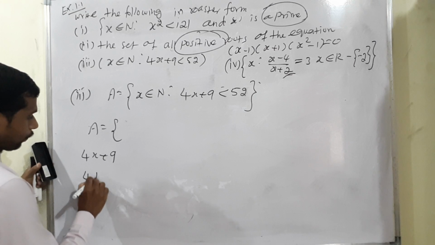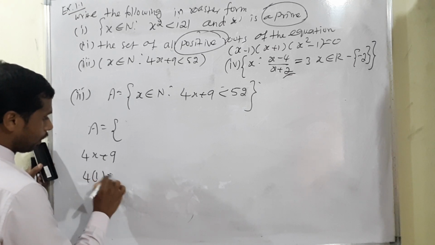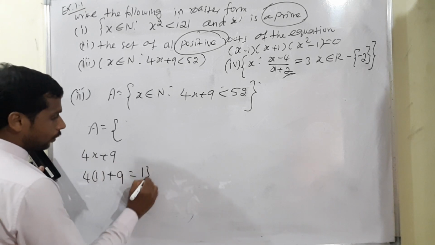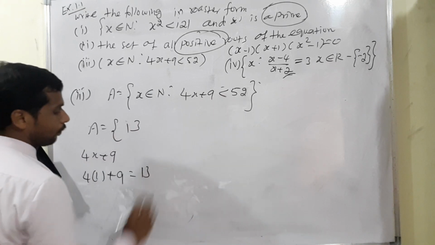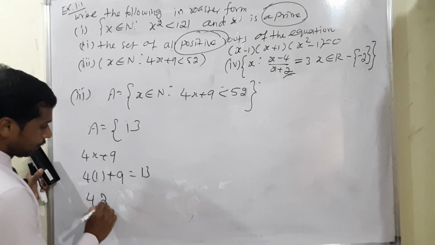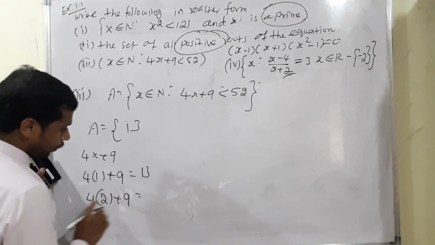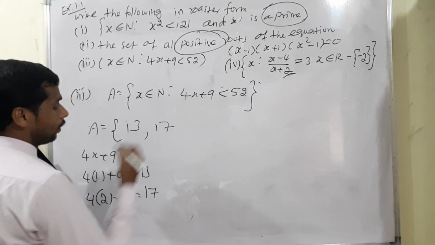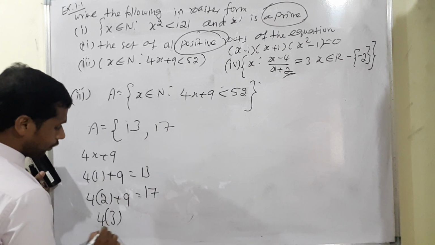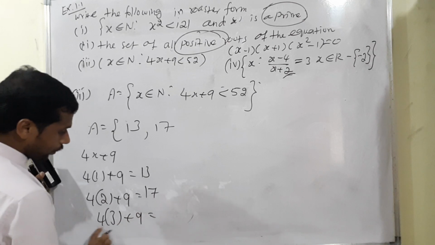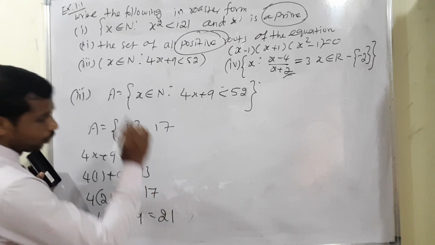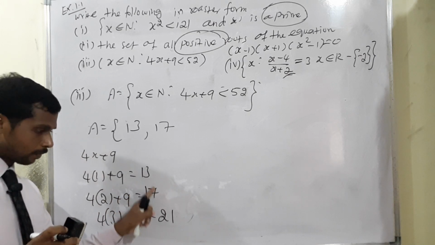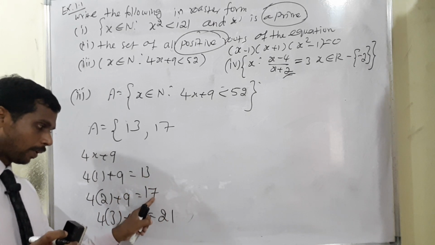So consider 4 into 1. 4 into 1 is 4. 4 plus 9 is equal to 13. Possible, because it is less than 52. Next term, 4 into 2 plus 9: 4 twos are 8, 8 plus 9 is equal to 17. This is also possible. Next term, 4 threes plus 9: 4 threes are 12, 12 plus 9 is equal to 21. So see, each term is increasing by 4, isn't it? The difference will be 4. So 13 possible, 17, 21.